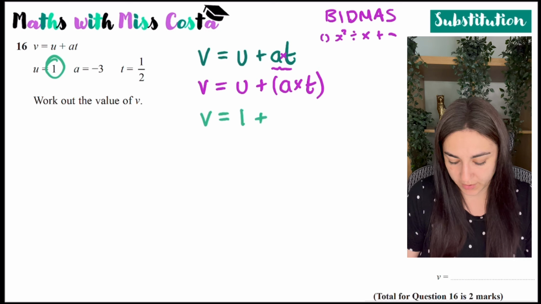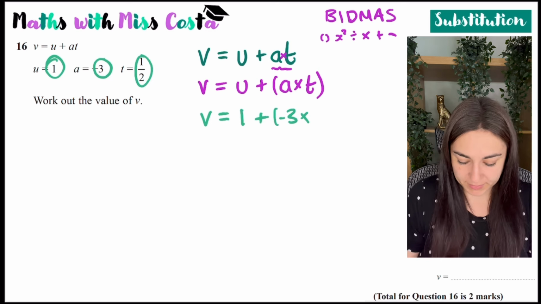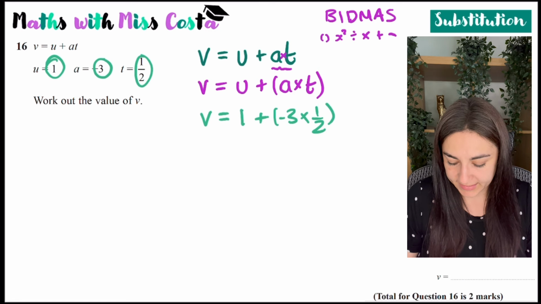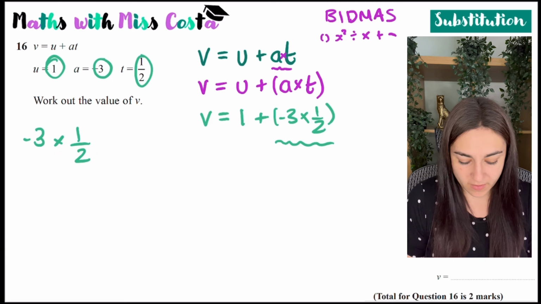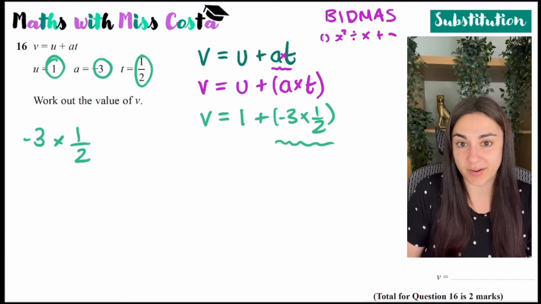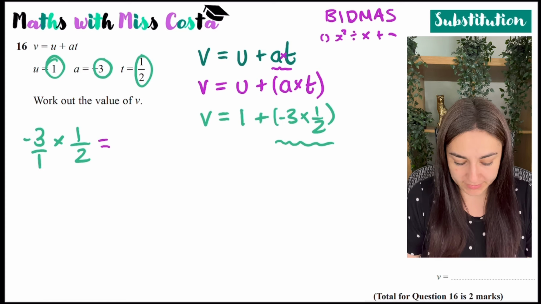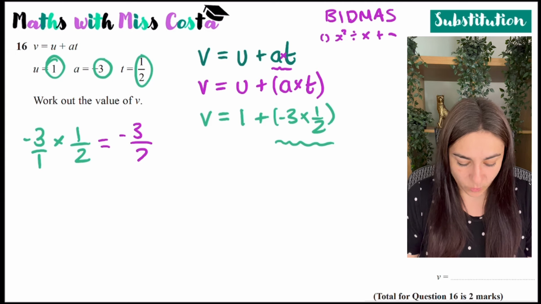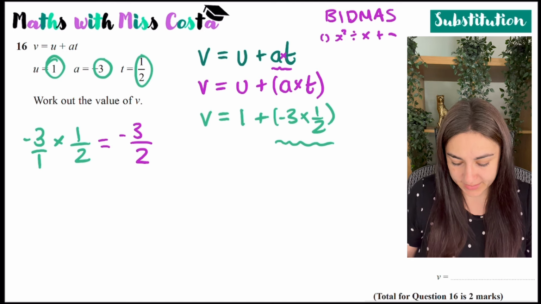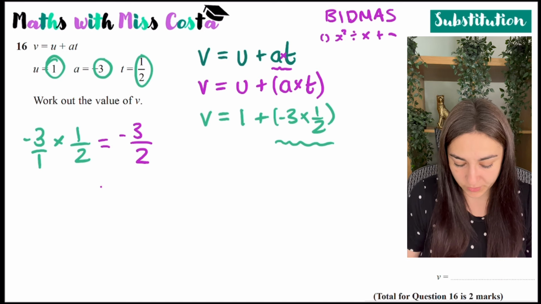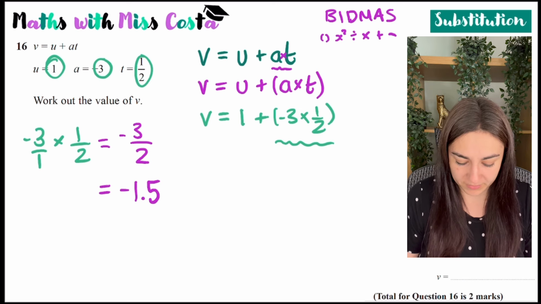So V equals U, which is 1, plus a, which is -3, times by t, which is a half. So I know I have to do this first because it's the multiplication. And again, when I'm multiplying fractions, if one of them is not a fraction, to turn it into a fraction, I just write it as over 1, and then I multiply as normal. So -3 times 1 is -3, 1 times 2 is 2. So that would be -3 over 2, which you can keep as a fraction if you want, or it would be easier if we just turned it into a whole number, so -1.5.